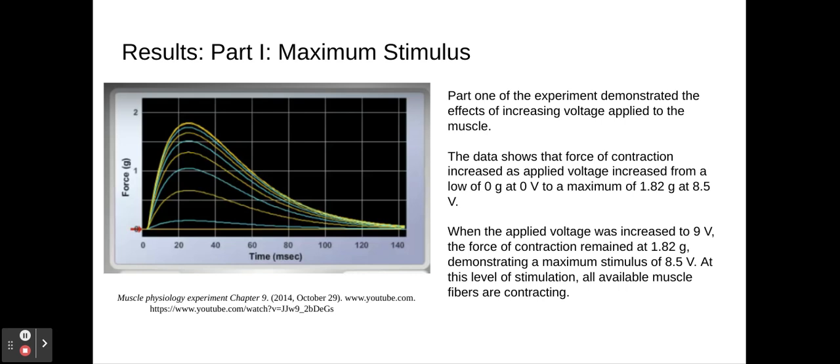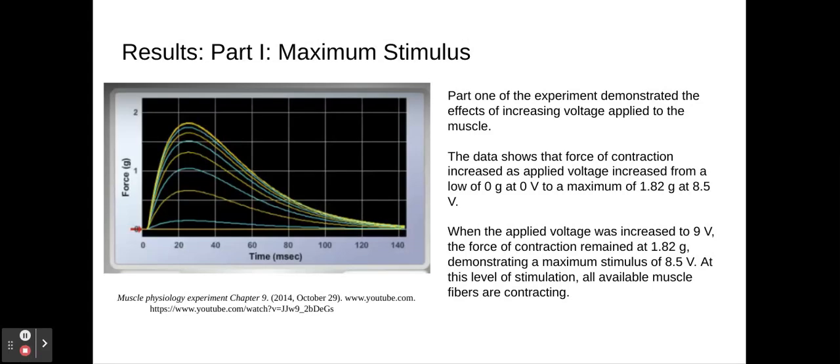Part 1 of the experiment demonstrated the effects of increasing voltage applied to the muscle, with the voltage simulating action potential. As seen in the graph of the data from the simulation, the force of contraction increased as applied voltage increased, from a low of 0 grams at 0 volts to a maximum of 1.82 grams at 8.5 volts. This is visualized by the peaks on the graph.